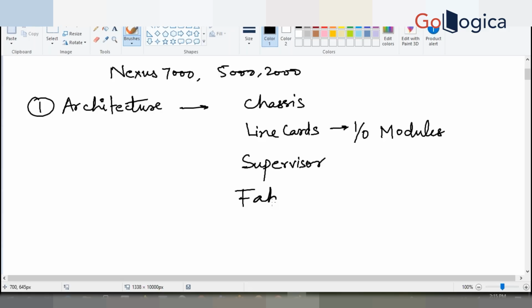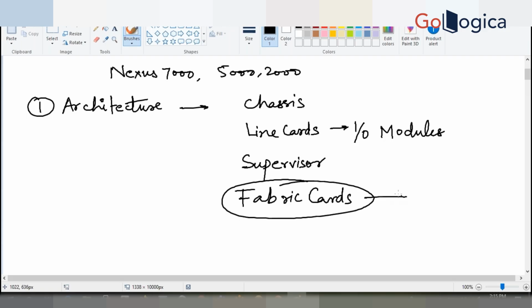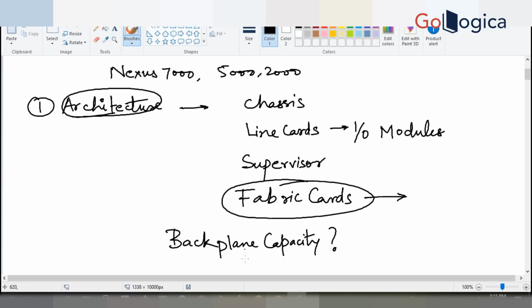What do you mean by fab modules, fabric cards? Because this is what is going to increase the backplane capacity of the device. Now, what is backplane capacity? What is the backplane capacity of a device? I am going to cover the architecture part in detail.